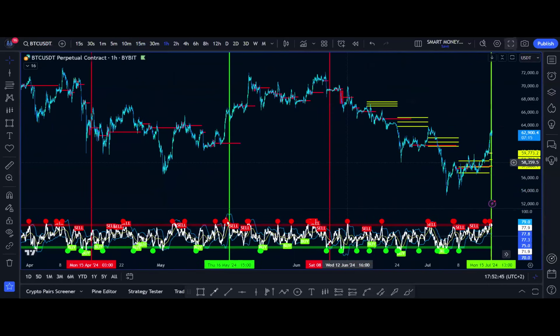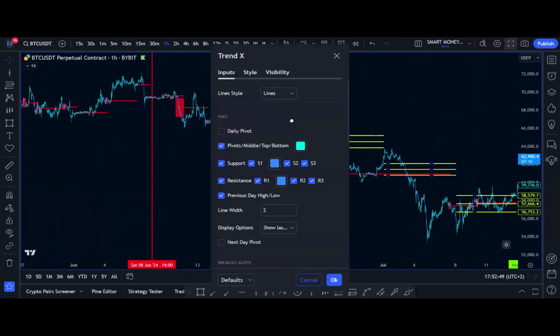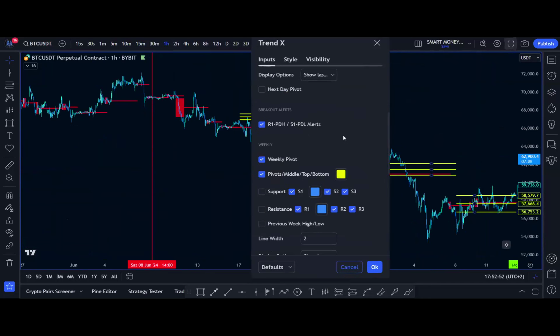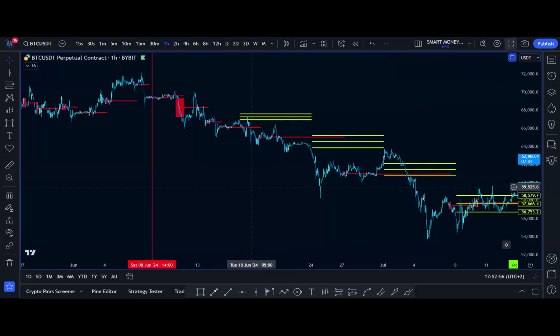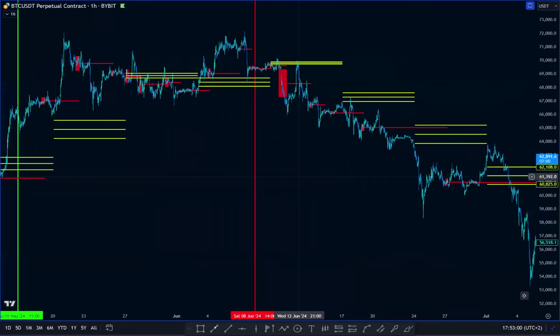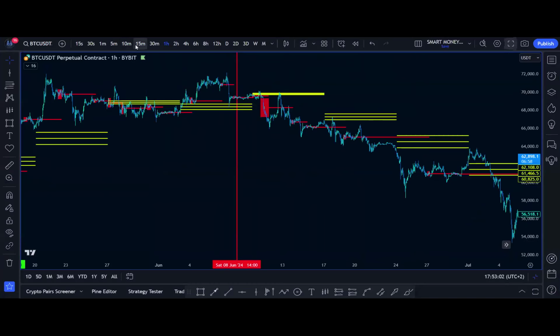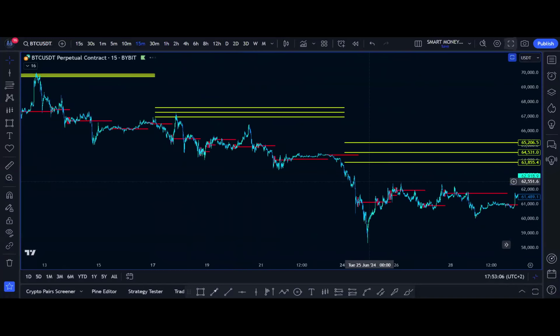The only difference over here now is I'm going to add the weekly trend X as well, because remember, this just gives us a little bit more of a companion tool to help us have a better look at what's going on and make good decisions. Okay, I'm on the 1 hour. So now I'm going to go into the 15-minute. So I'll just show you how many different entries we had.